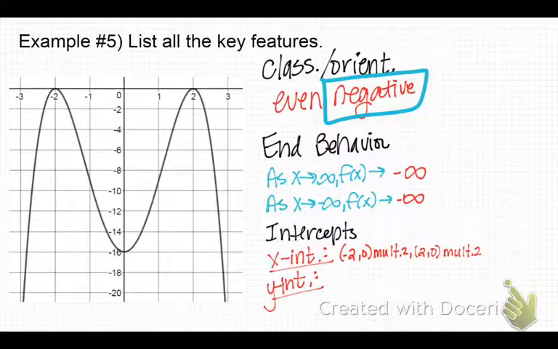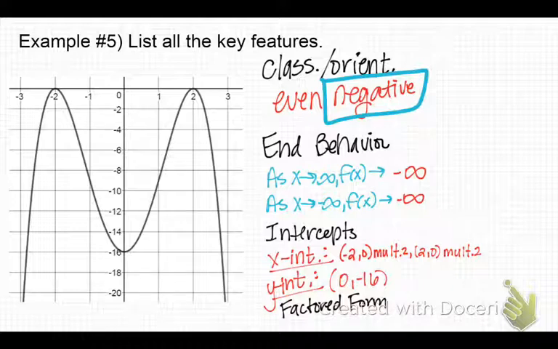So in total, how many x-intercepts did I have? I have 4. What about my y-intercept? Where is that at? 0, negative 16. We're literally just reading it off the graph. And my last key feature was what? The equation in factored form, or what else do we call factored form? Product of linear factors. Yes, thank you.